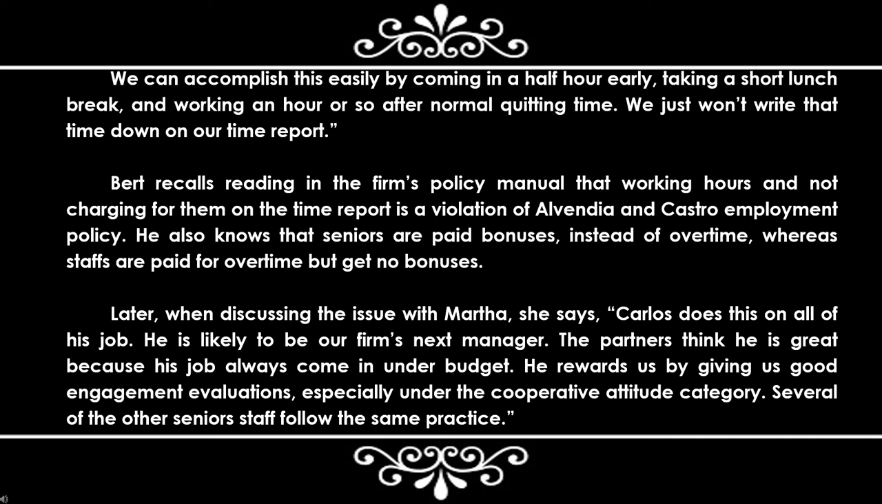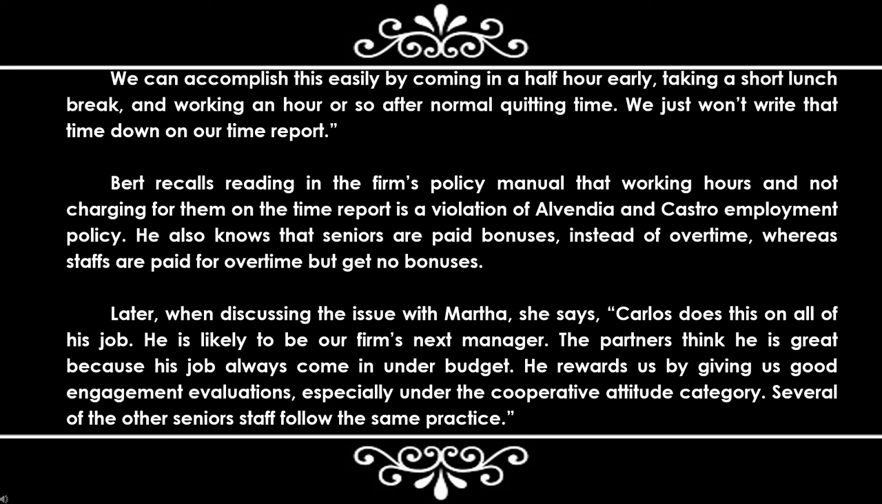In this case, there are 3 junior legal assistants facing a complicated situation, including Bert, a staff assistant at the law firm Alvin Dia & Castro, Carlos, the supervisor on Ryan Manufacturing Company, and Marta, a more experienced assistant. In this situation, they want the Ryan Manufacturing Company case to come in on budget, and they don't want the firm's expenses to grow any larger, so they need to do something.